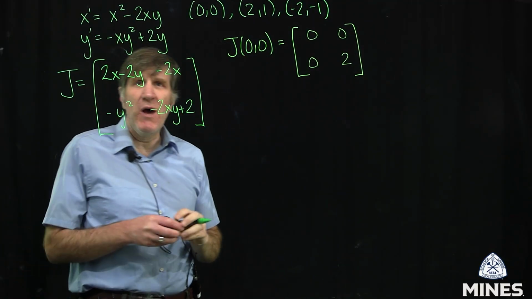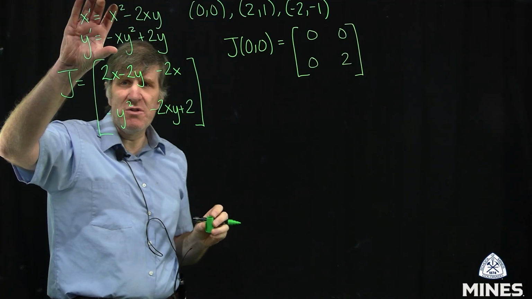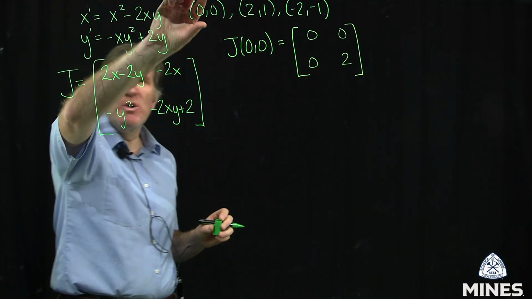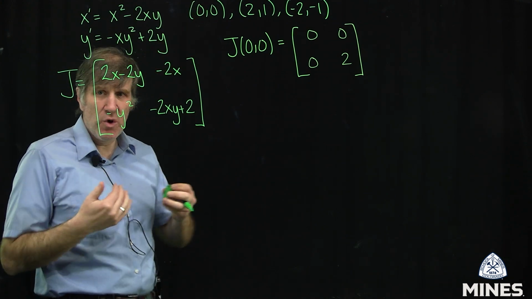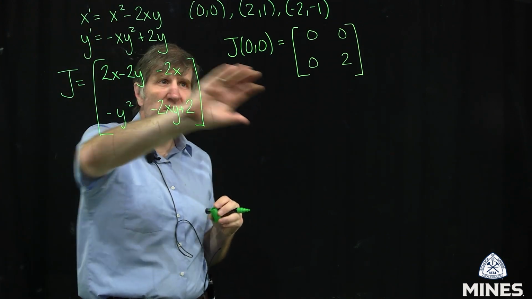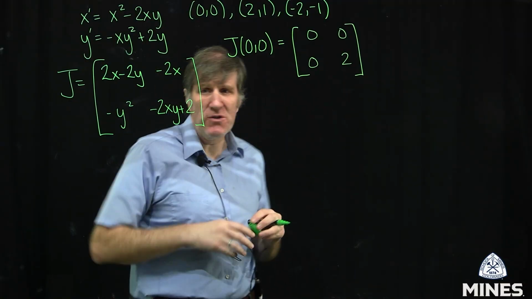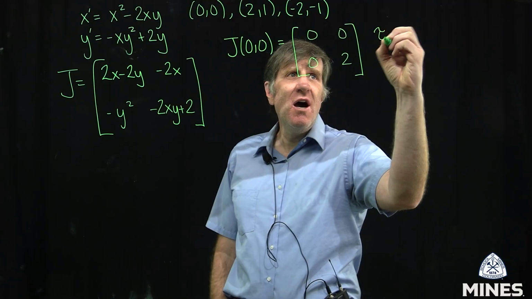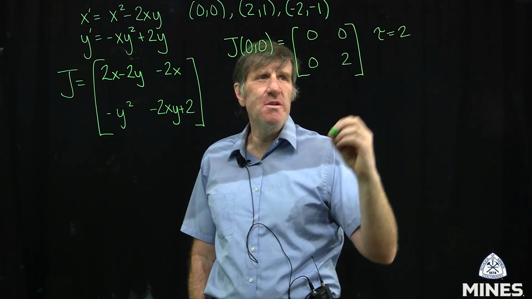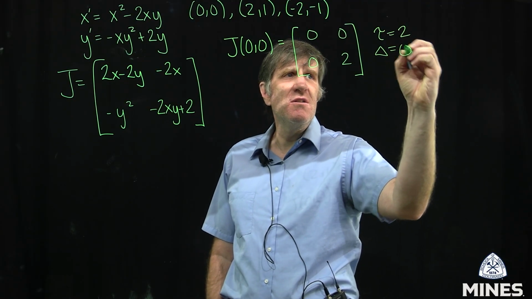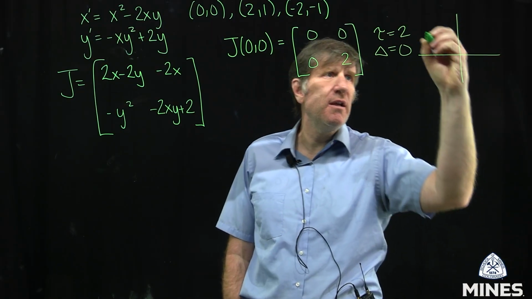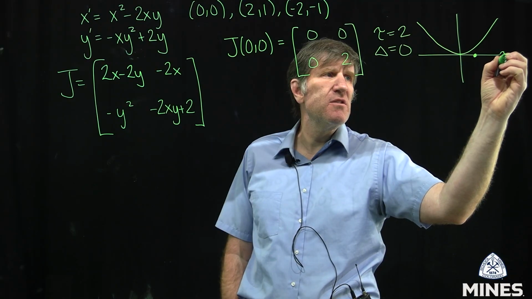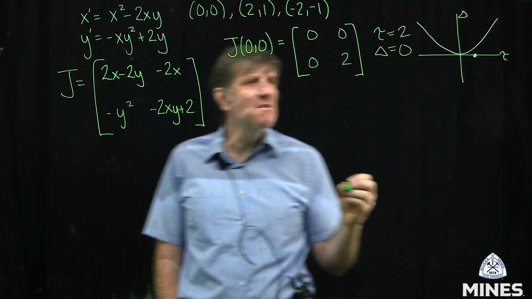Now the idea of this method is that this nonlinear system is going to behave like this linear system in the neighborhood of 0, 0. So if I'm close to 0, 0, my nonlinear system will do what this linear system does. And I know how to find out what the linear system does. I use the trace determinant plane. So the trace is 2 and the determinant is 0. So in the trace determinant plane, we are somewhere right here. Trace is 2, determinant is 0.